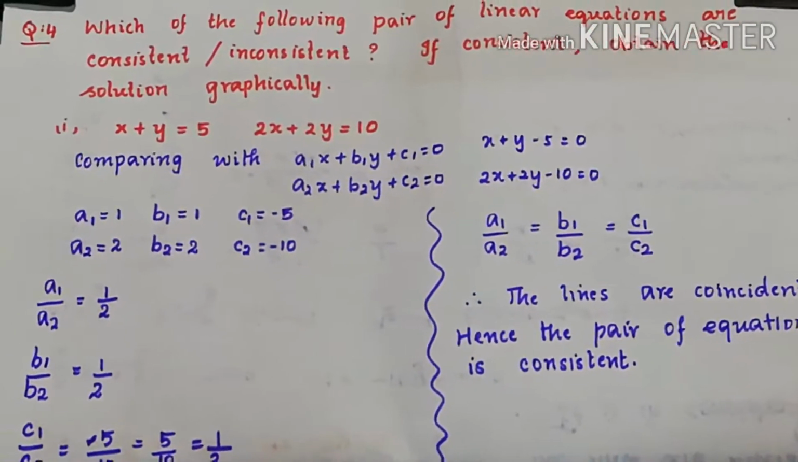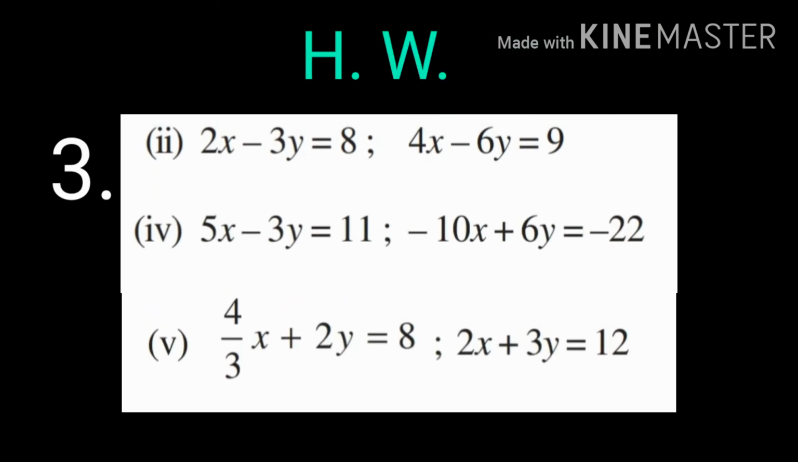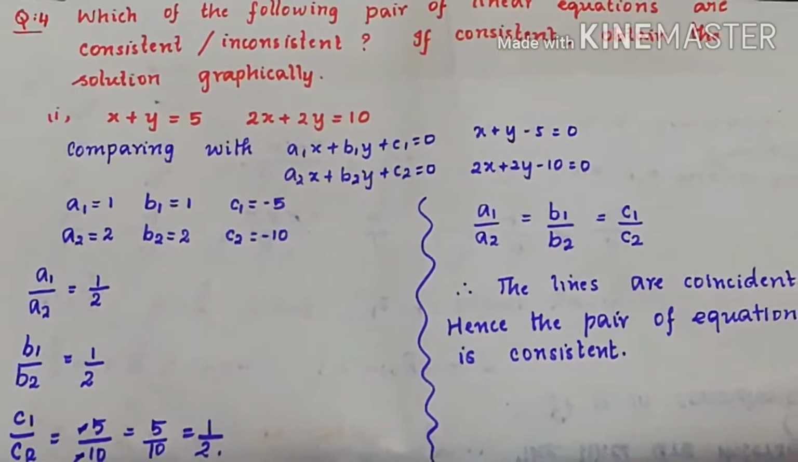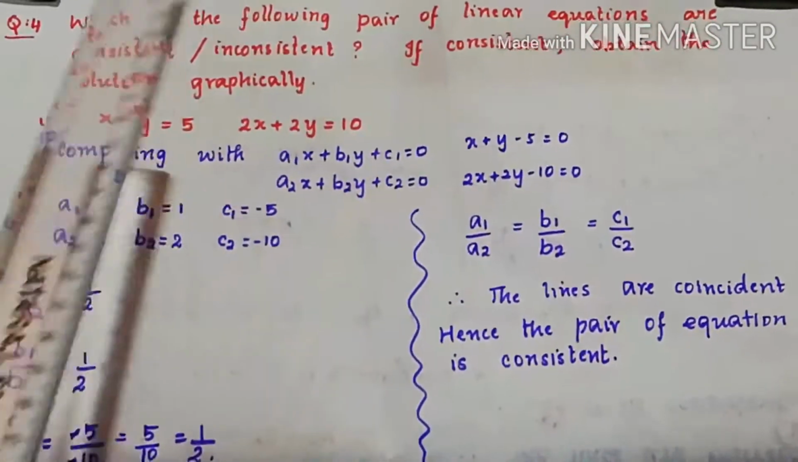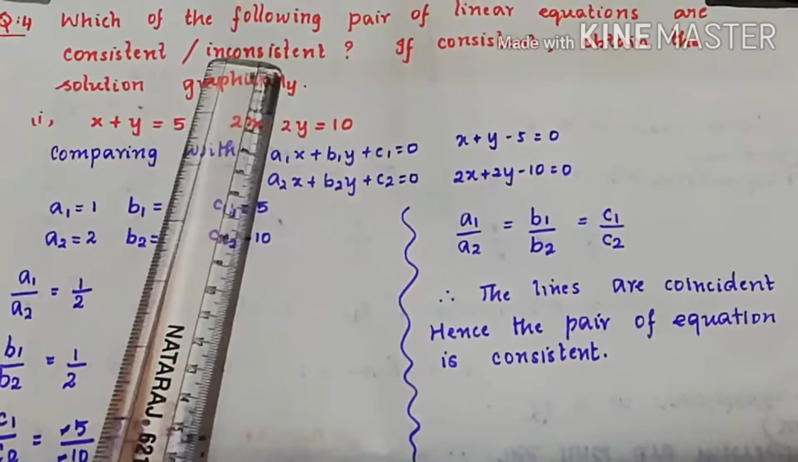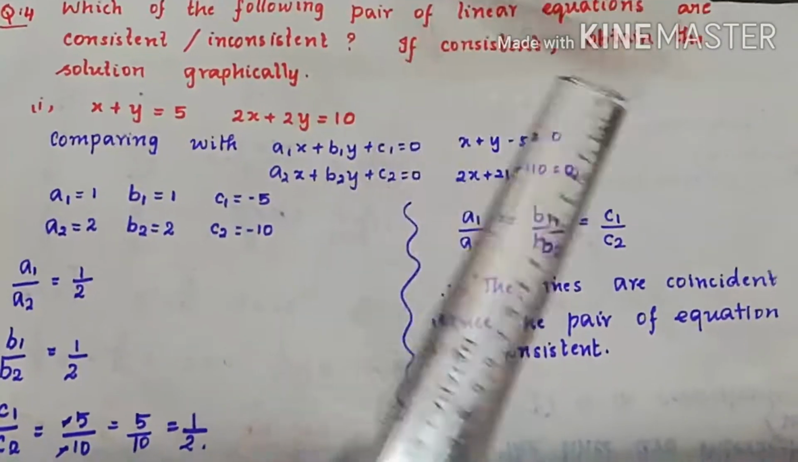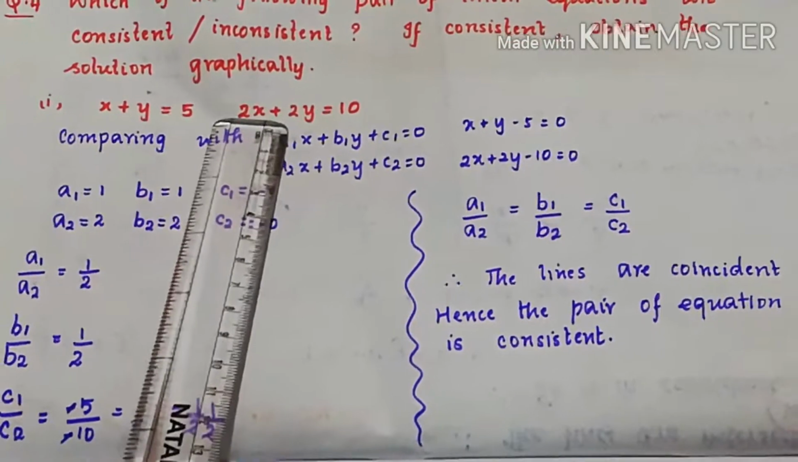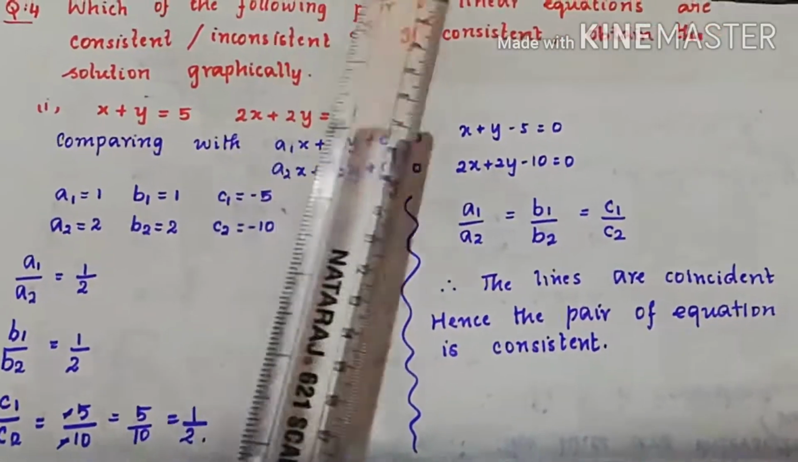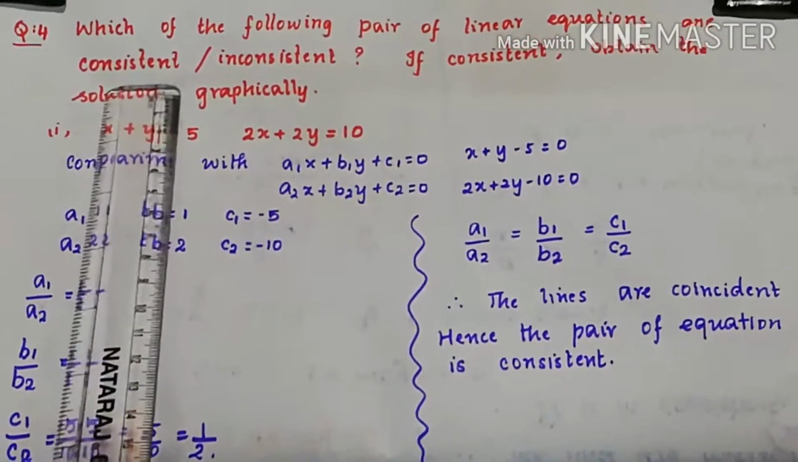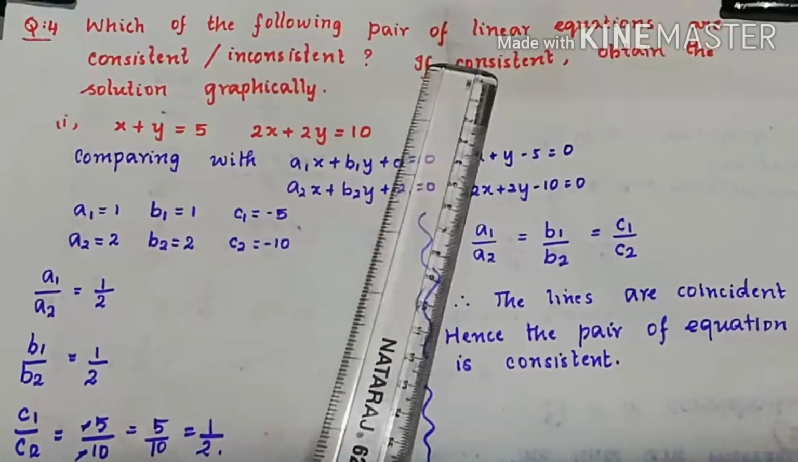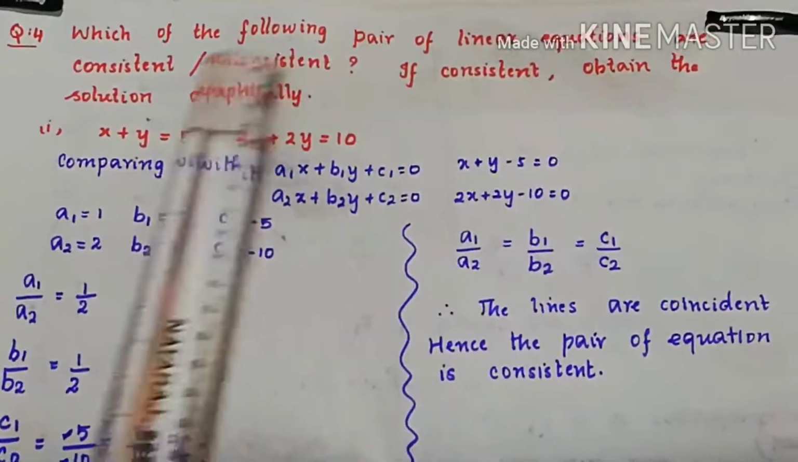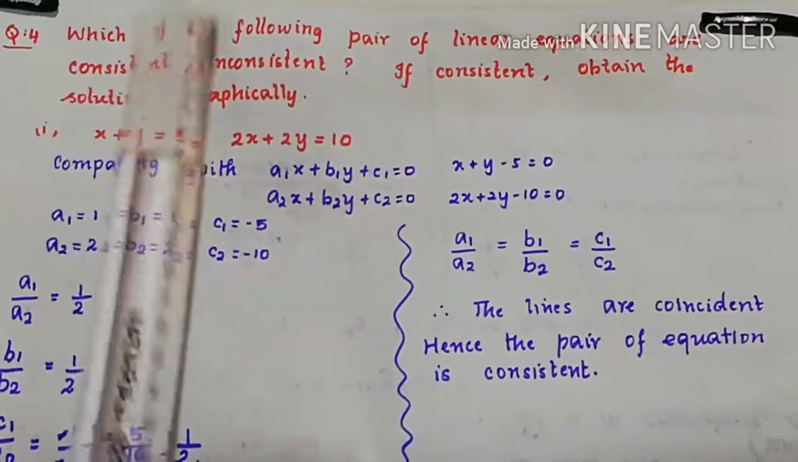So I think you are clear with question number 3. In that, 3 more subdivisions are there that you can complete as homework. Now come to the next, the 4th question. Which of the following pairs of linear equations are consistent or inconsistent? If consistent, obtain the solution graphically. So do you understand the question? Here they have asked you to find whether the given linear equation is consistent or inconsistent first. And then if your answer is consistent, then you have to obtain the solution for the given equation graphically.